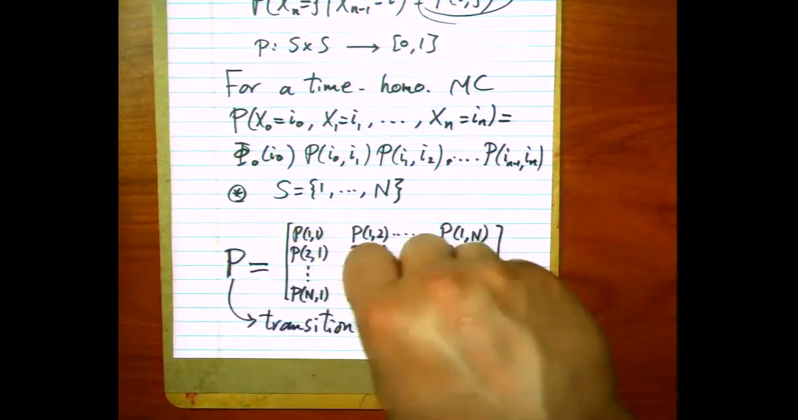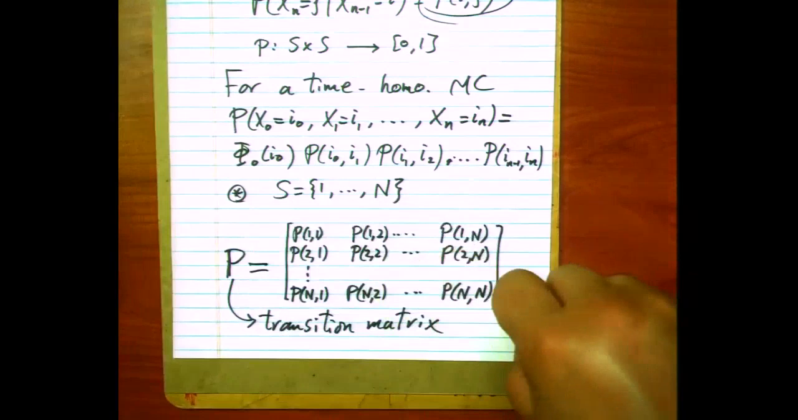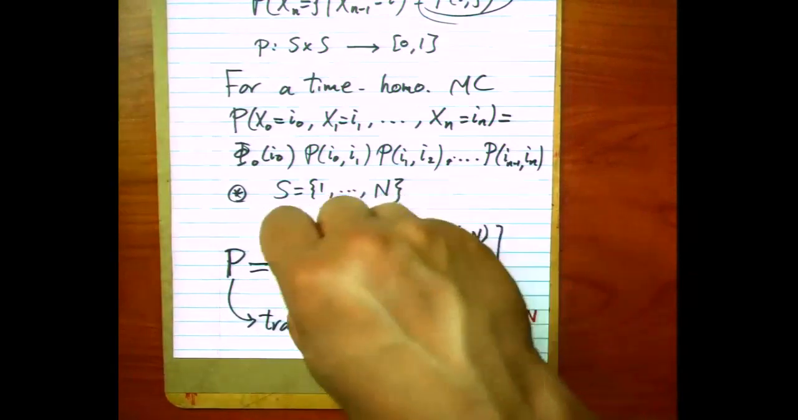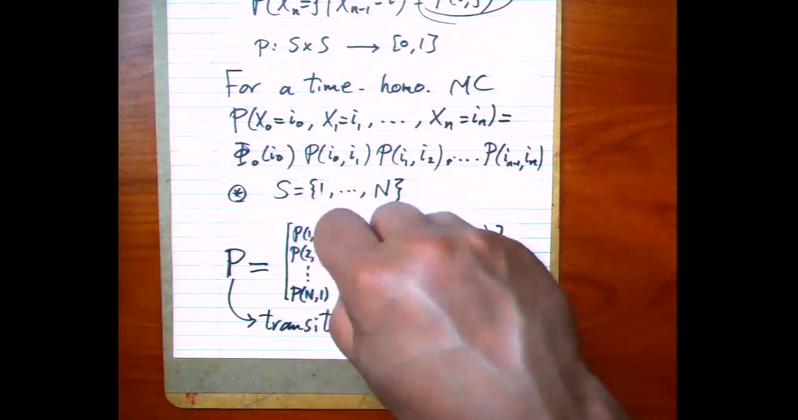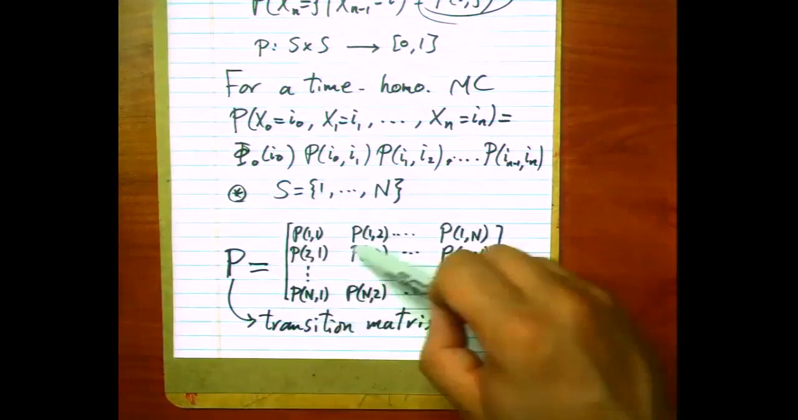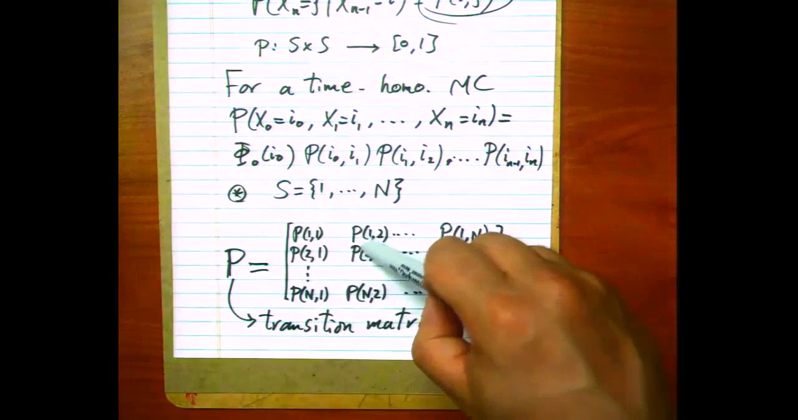On the diagonal, the jump is really to stay, not to jump. This is the probability P_{11}. If it's raining today, the probability that it's also going to rain tomorrow. P_{22}: the probability that if it's dry today, it's going to be also dry tomorrow. And so on.